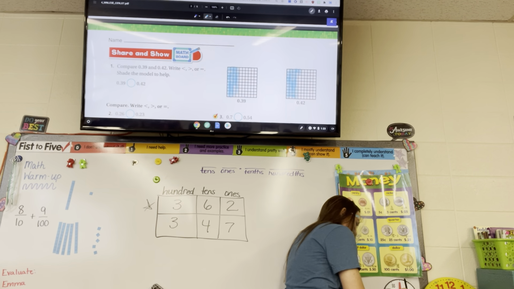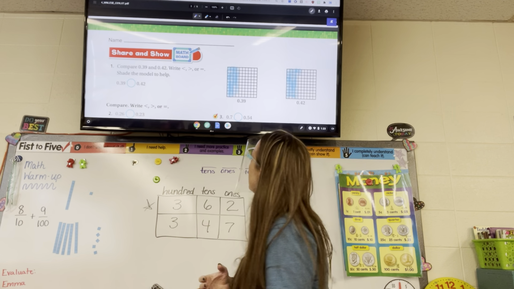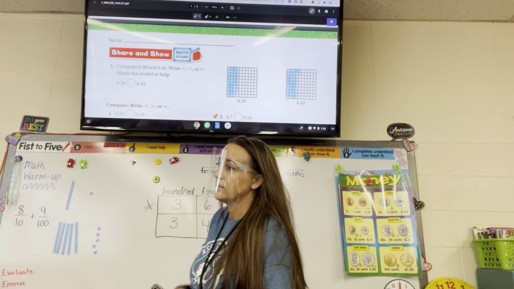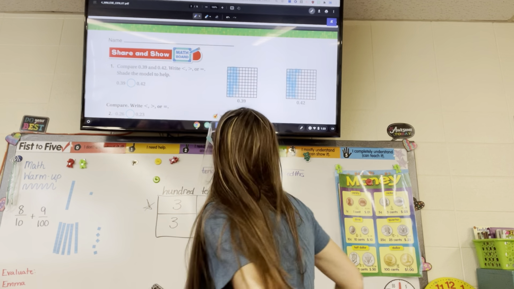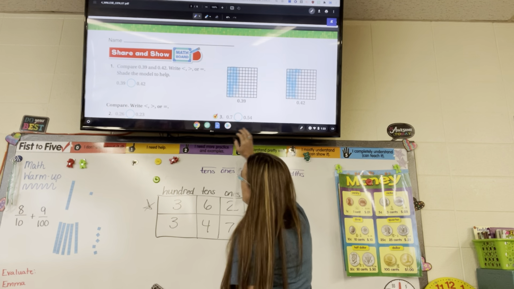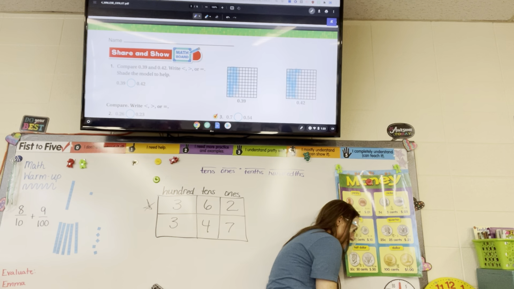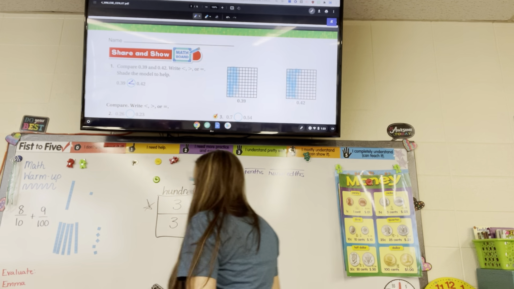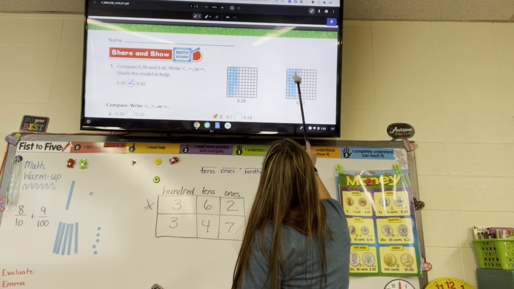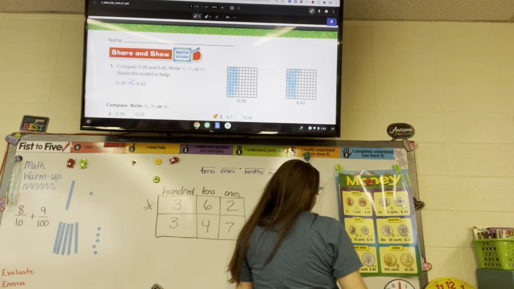So. You forgot a square. No, it's 39, Cash. 3/10 and 9/100. You understand? I shaded 39 squares. Over here, I shaded 42. 39 is less than 42, because on this one, I shaded 4 whole tenths, and this one only 3 whole tenths. Okay.